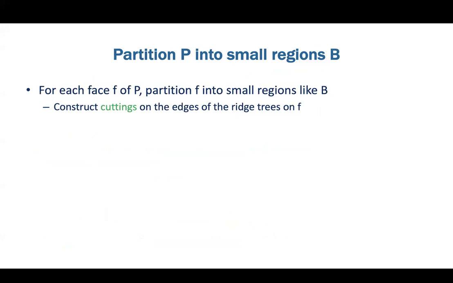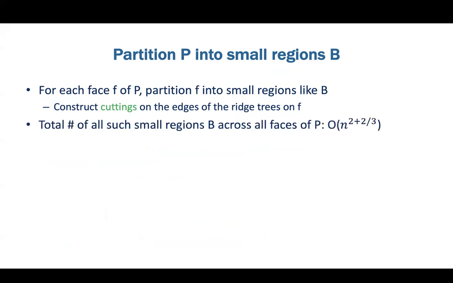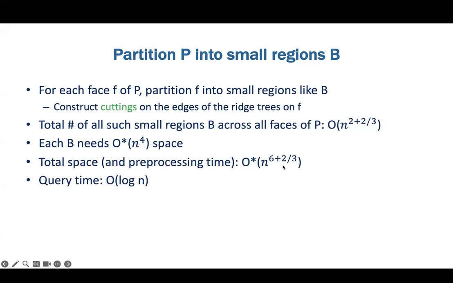What we do is we partition P into small regions B, and for each face F of P, we partition F into small regions like B, and then we construct cuttings on the edges of the range-free regions only. In this way, we can prove that the total number of such small regions B is n to the 2 plus 2 over 3, and so each B needs n to the fourth space, therefore the total space is the same. The pre-processing time is the same, so the query time is log.